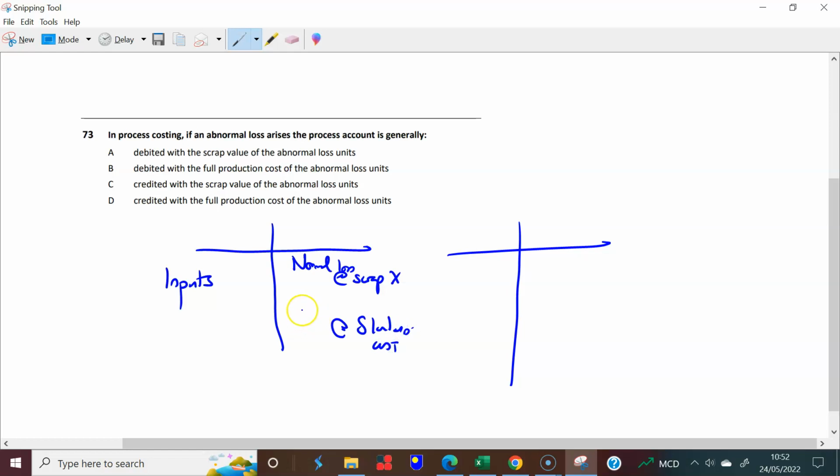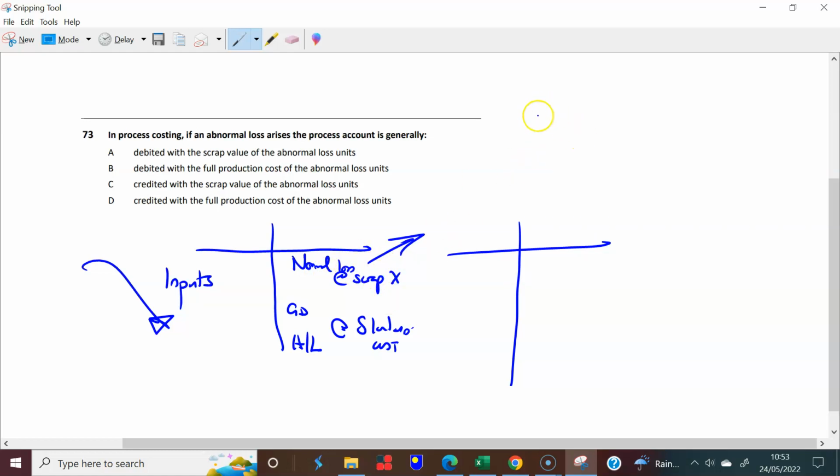Now, whatever's coming out, we're hoping all of it is good, but if all of it isn't good, the good stuff is valued at the standard cost, and the abnormal loss stuff is also valued at the standard cost. That forces us to understand where the deviation is. All the inputs have gone in, and then what's coming out, if you like, is this scrap value.